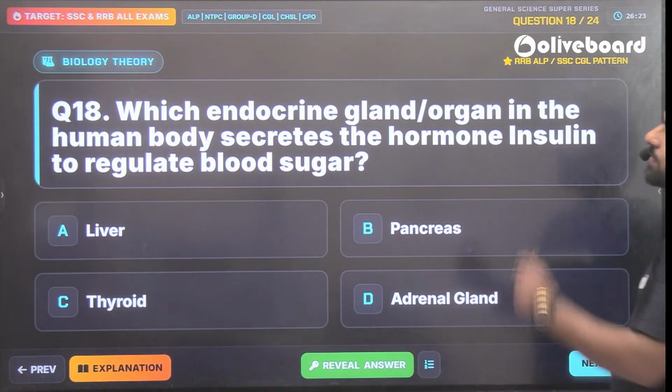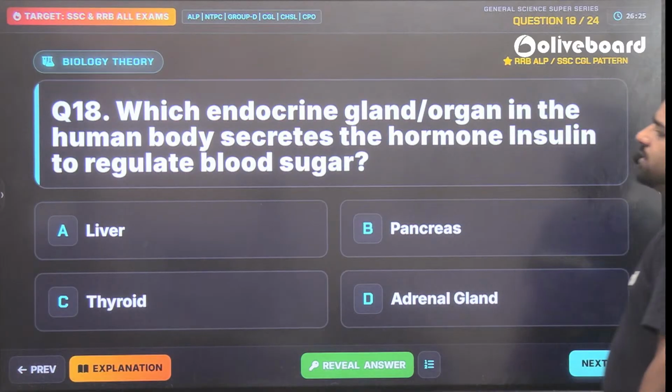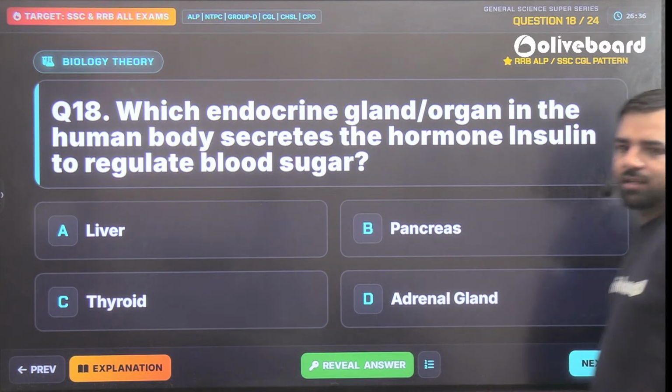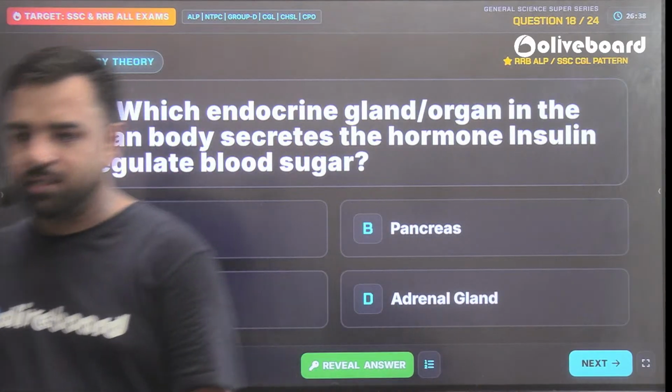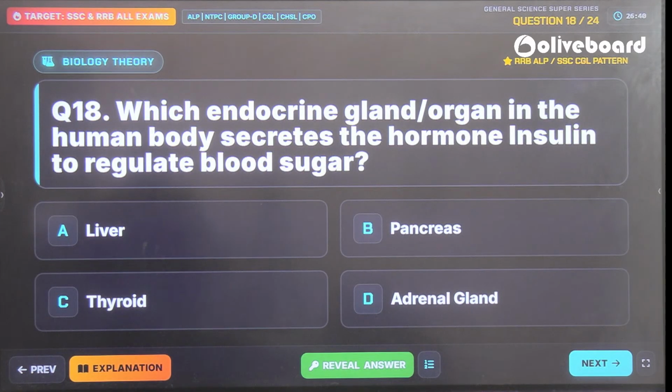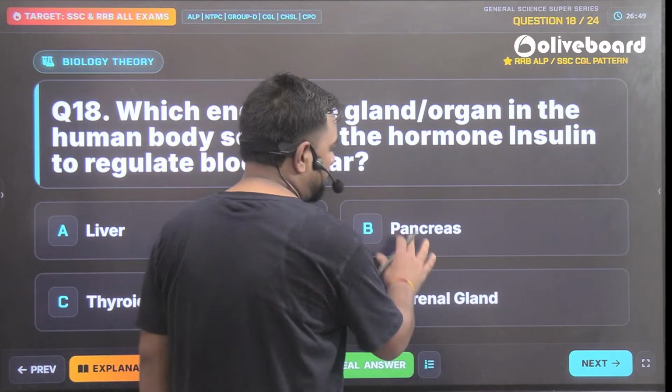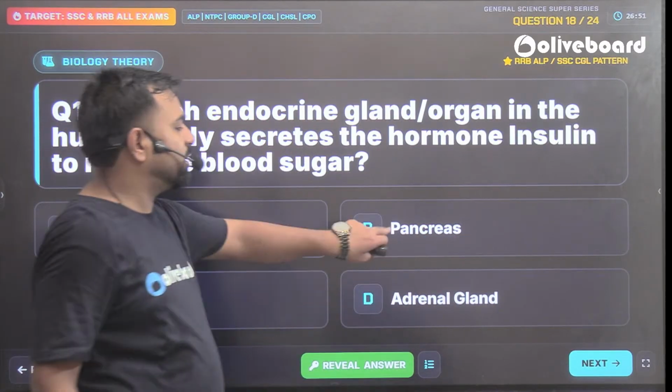Next we have: which endocrine gland or organ in the human body secretes the hormone insulin to regulate blood sugar? Is it liver? Is it pancreas? Is it thyroid? Or is it adrenal? So you have four options. What should be the correct answer? Acha, Chaitanya Nagpal is also here. Okay, so Chaitanya, Shubham, Manoj, Official Harry, you all are going with option B, pancreas. You are absolutely correct. But what about the other options?